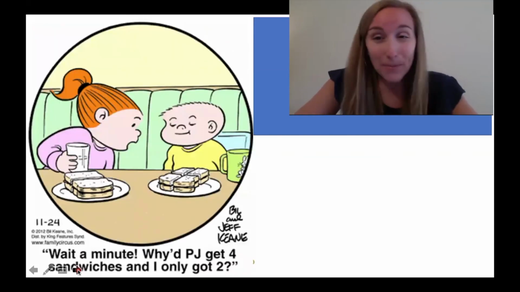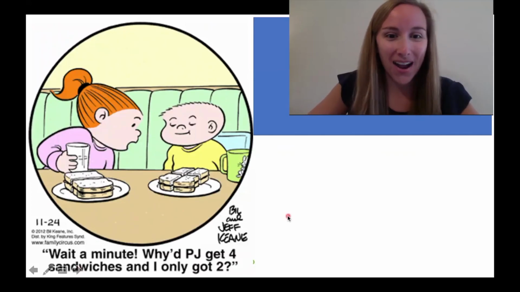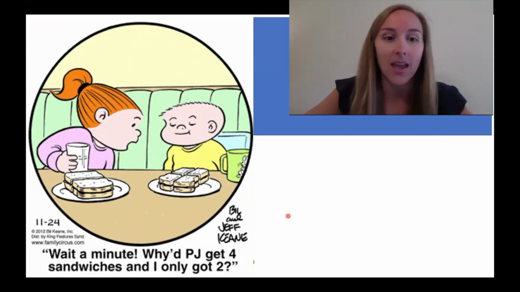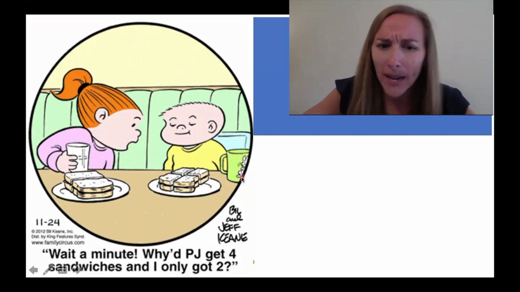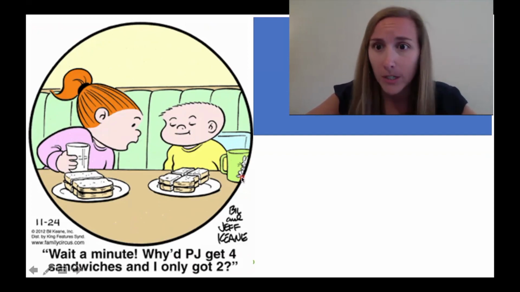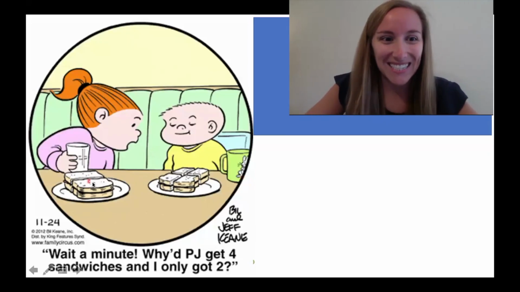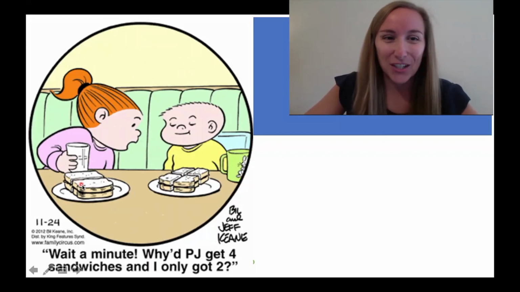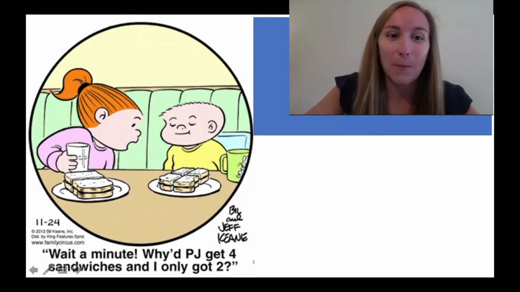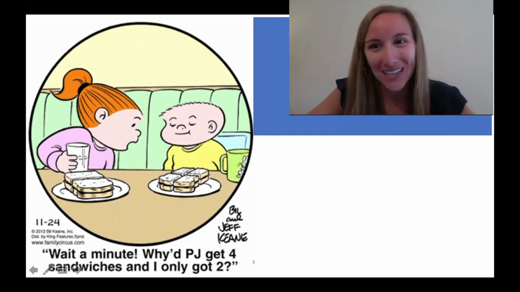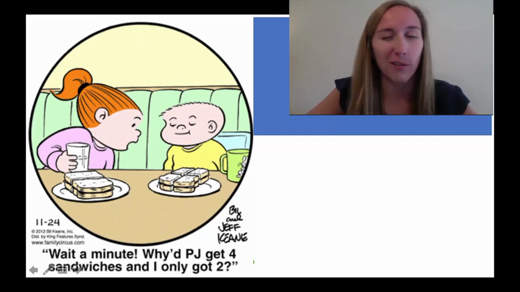And that really wraps it up for us today, guys. I saw this Family Circus cartoon, and it made me think it was perfect for our lesson. So the sister is saying, wait a minute, why did PJ get 4 sandwiches when I only got 2? Why is that funny? Is it the same sandwich, slices of bread? Of course. They're just cut into equal parts. So 4 parts is 2. Is it really more? No, it's not really more, but equivalent fractions.